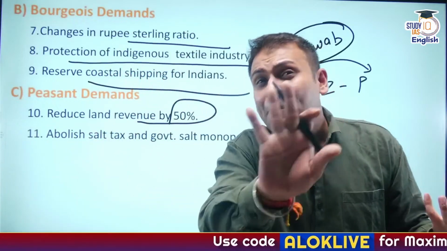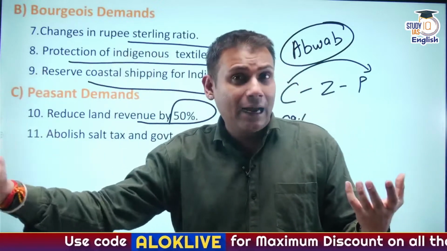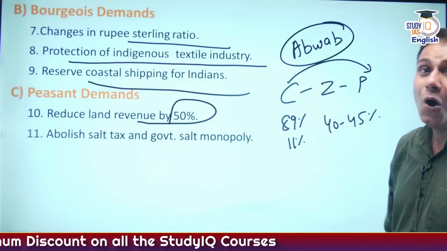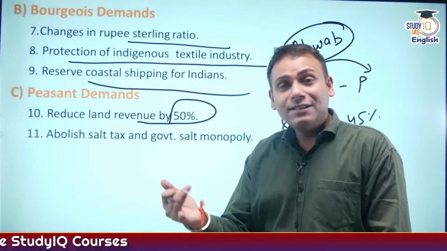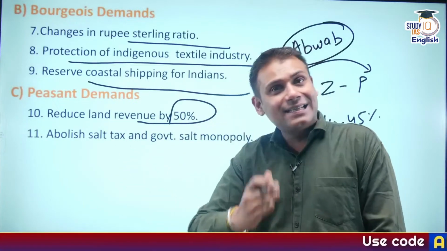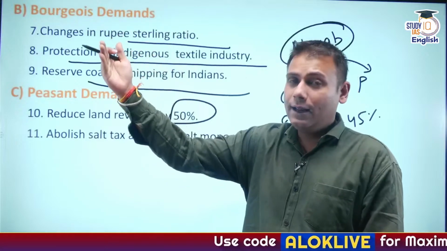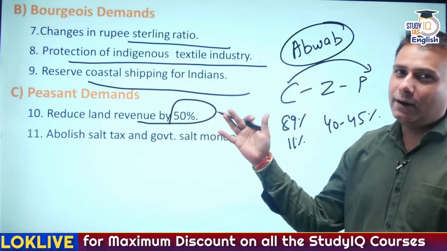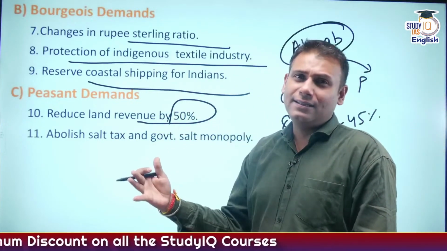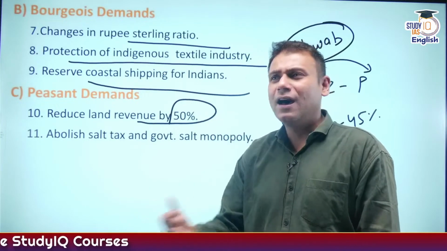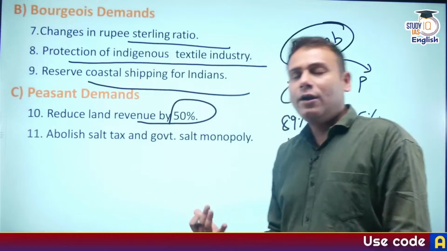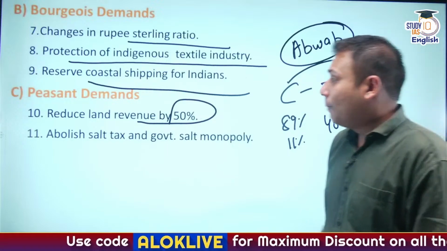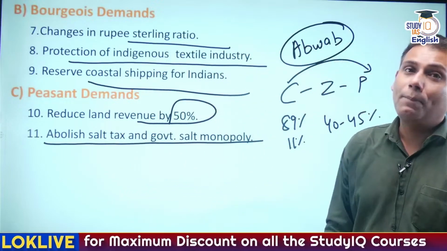Can you imagine, on barren land? I'm not saying fertile land. On barren land, the tax was approximately 40 to 45%. On average land, the tax was 50 to 55%, and 60 to 66% on the fertile land. So the land revenues were quite exorbitant. Apart from this, there was arbitrary enhancement of the rents by the moneylenders, zamindars, bhagardars, and so on. So another important demand put forward by Mahatma Gandhi was reduction in the land revenue by 50%, abolition of the salt tax and government salt monopoly.